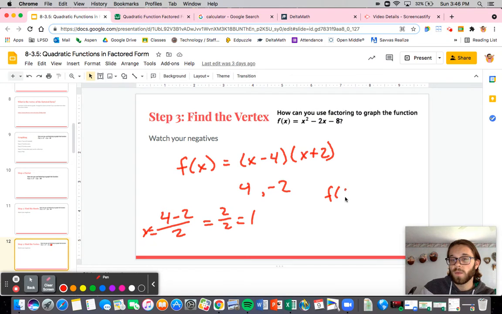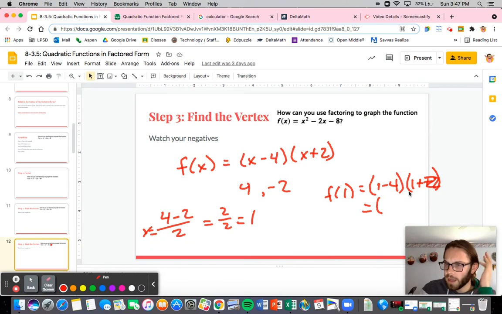So I have f of 1 equals 1 minus 4. That was 1 plus 2. Now, plus. I will say the one benefit to this too is you don't have to square anything. You really just end up with some pretty simple math once you plug it in. So 1 minus 4 is -3. 1 plus 2 is 3. So you get equals -9. Okay. So your vertex is going to be 1, -9.